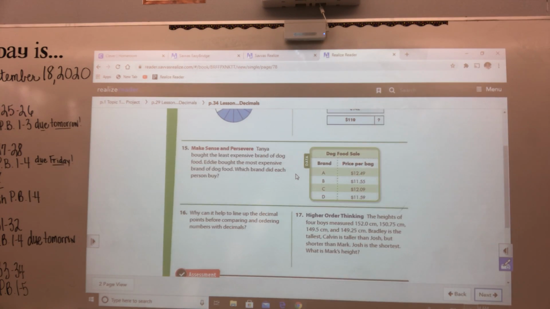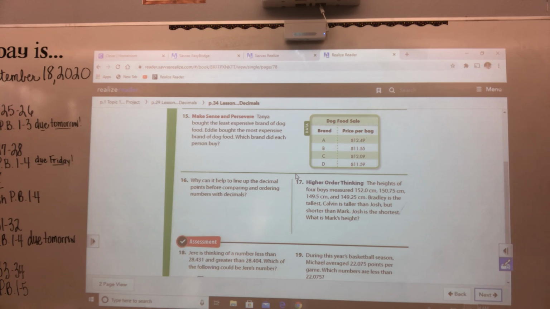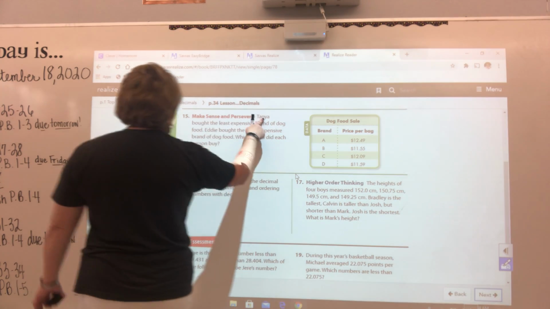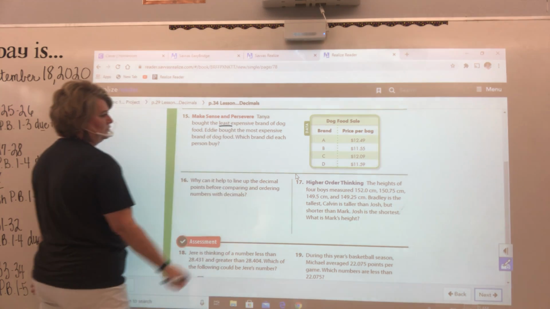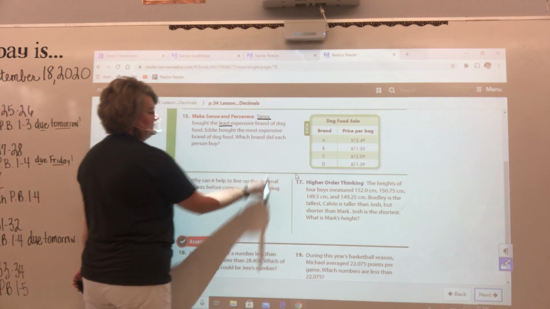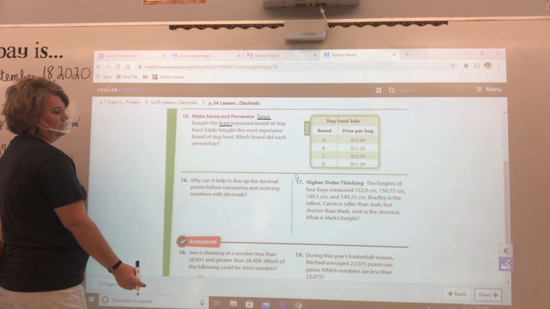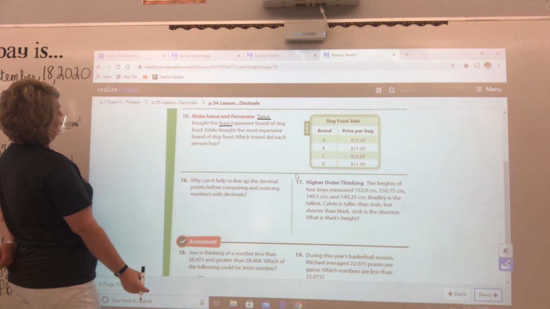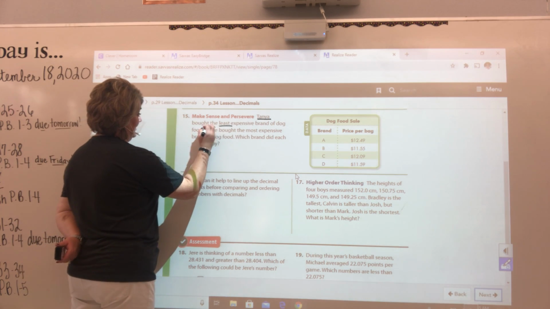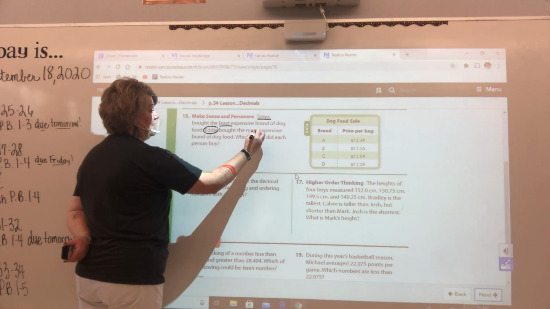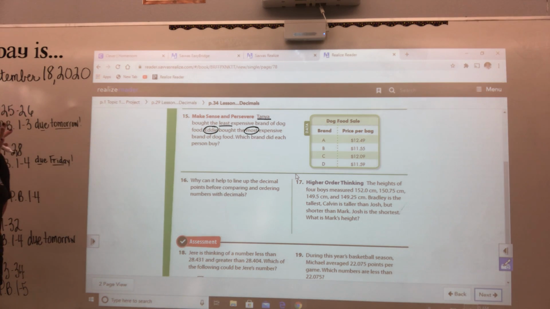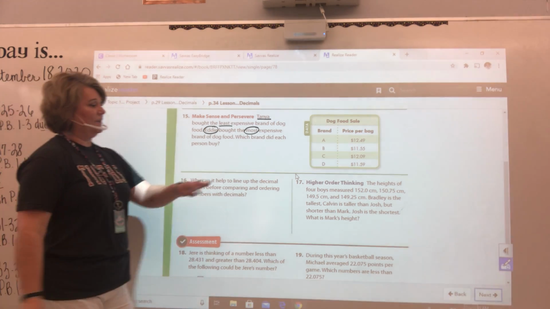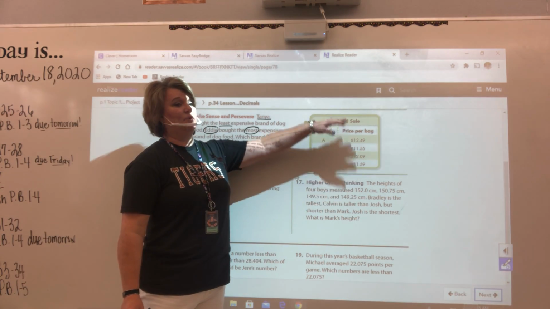Okay. Number 15. Tanya. What did Tanya buy? She bought the what? Least expensive. That's important. Tanya bought the least expensive branded dog food. But Eddie, what did Eddie buy? He bought the most expensive. Now notice how I circled Eddie's, but I underlined Tanya's. I think that's important. So now you've got to come over here and you've got to decide which one Eddie bought and which one Tanya bought.